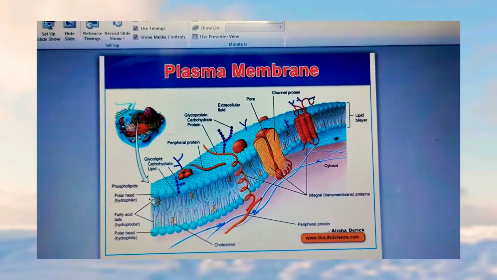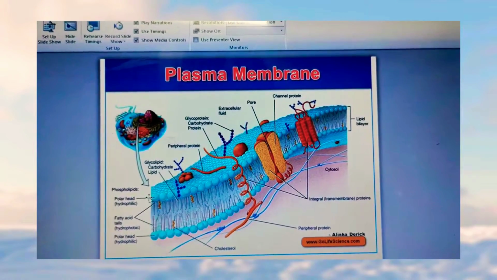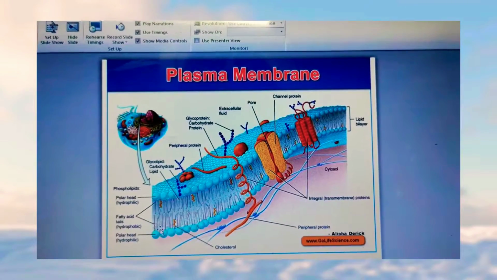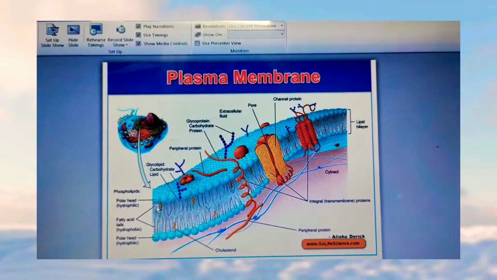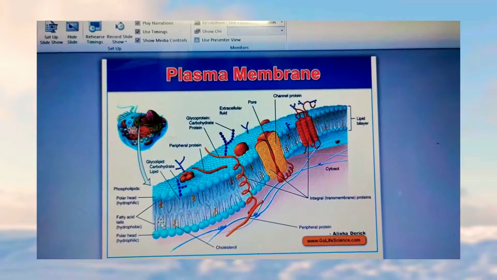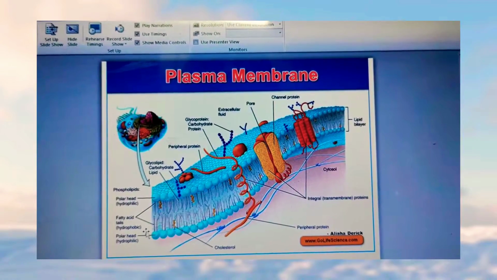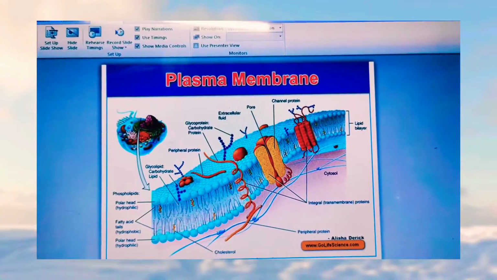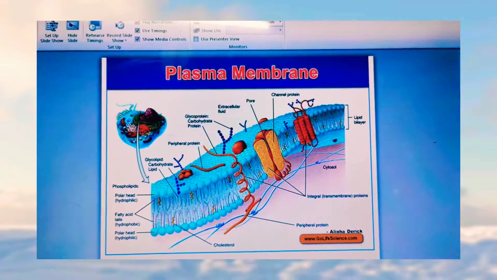And these phospholipids: this is a polar head, which is hydrophilic, and this is the polar tail, which is of fatty acid. The polar head is of glycerol, and the polar tail is of fatty acids. Okay, main. Now let us see the protein structures.